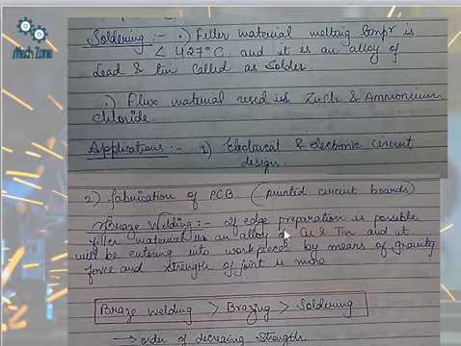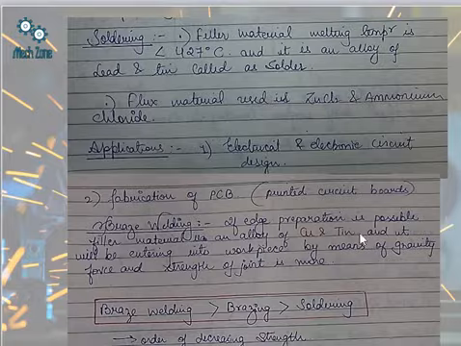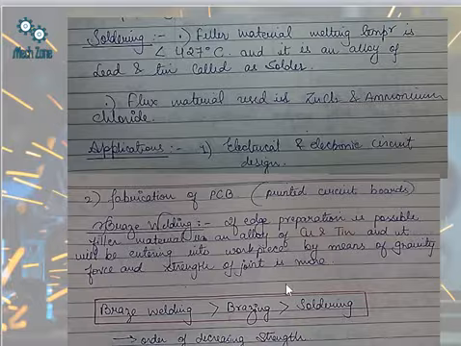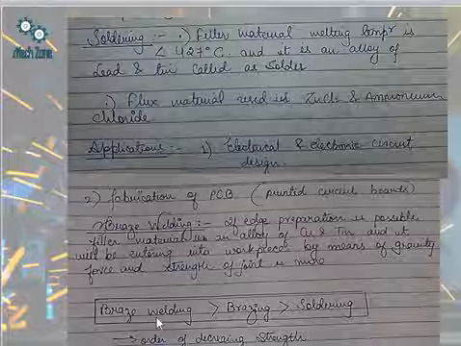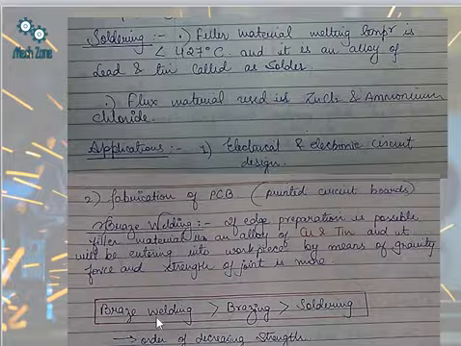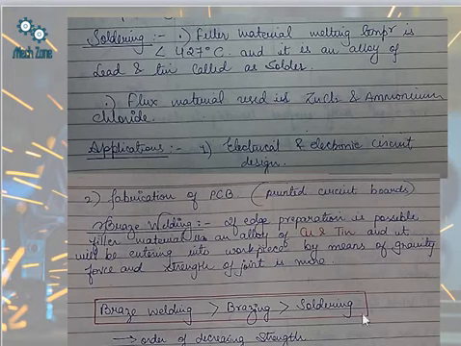ब्रेज वेल्डिंग क्या है? Braze welding, if edge preparation is possible, filler material is an alloy of copper and tin and it will be entering into the workpiece by means of gravity force जो मैंने आपको बता दिया. The strength of the joint is more. So braze welding में जो हमारी strength है, it is greater than brazing and it is then greater than soldering. तो सबसे कम strength हमारी soldering में आएगी और सबसे ज्यादा braze welding में हमें strength obtain होगी.